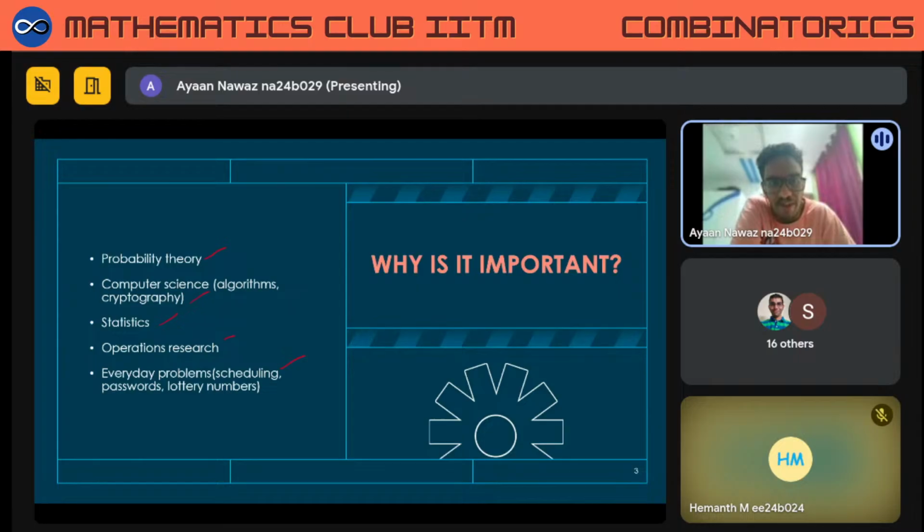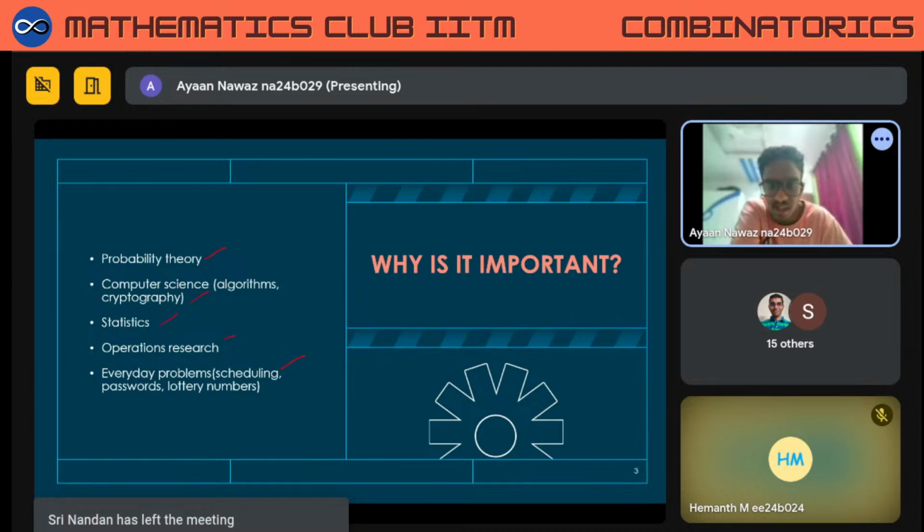Then everyday problems, including passwords and lottery numbers. The reason passwords are difficult to break is that there is a very small chance of someone opening that password, because there is a very high number of tries you have to put in to get that particular password. How do you calculate the number of tries? Again, combinatorics.